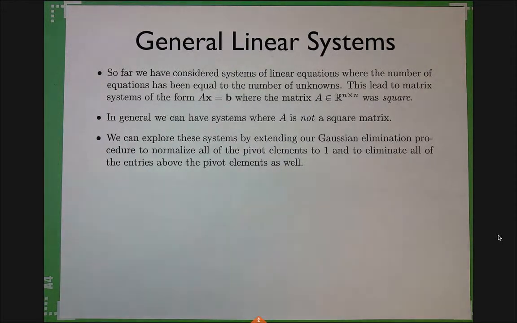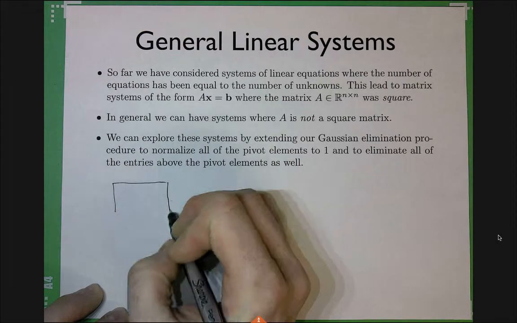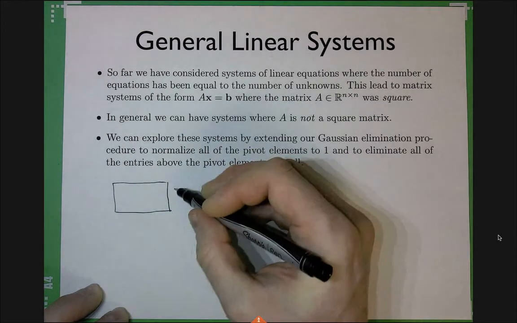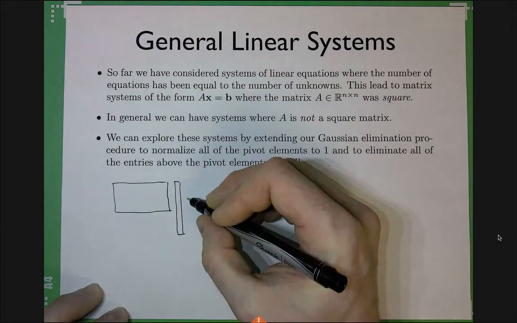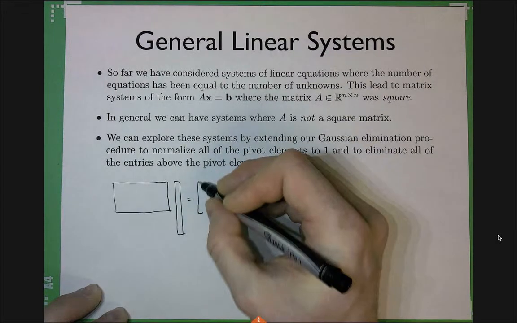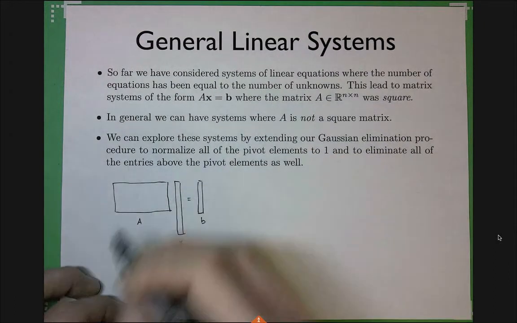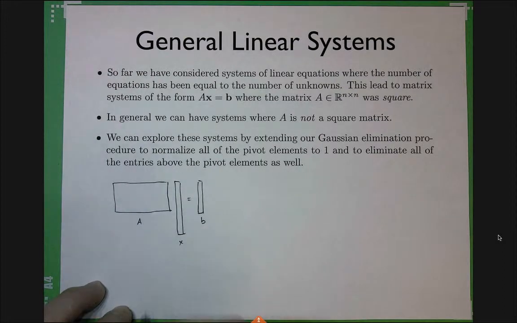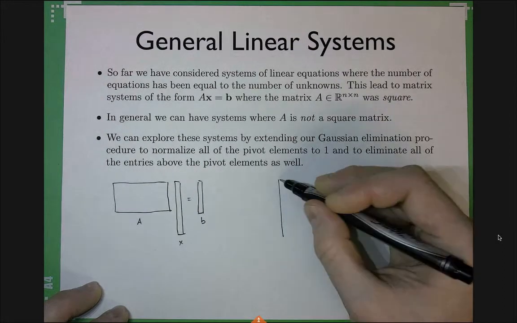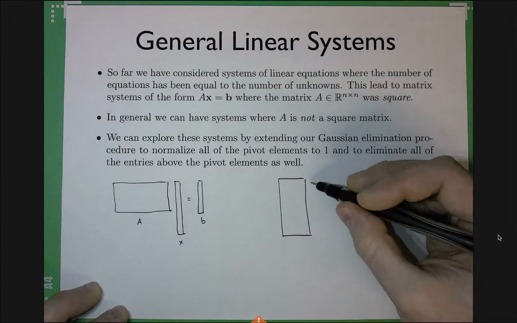So there are two types. If you are talking about rectangular systems, they can look either like this. Good to keep this picture always in mind. So this is my A, this is my X, this is B. This is the case of a short and fat matrix. It has more columns than rows. Or there is also this other case where it's a tall and thin matrix, when it looks like this.